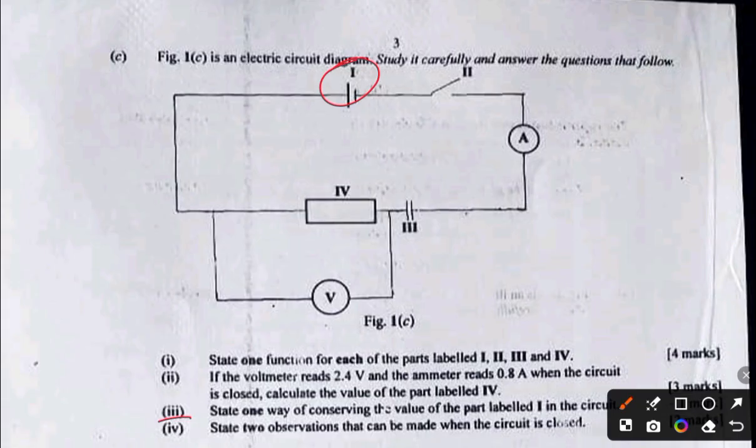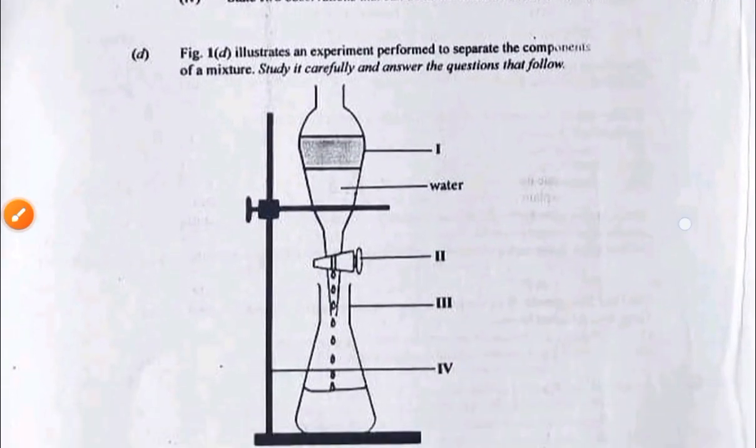Then the last question says, state 2 observations that will be made when the circuit is closed. So when the circuit is closed, that is the II, what's going to happen? The ammeter reading will measure the total current, and also the voltmeter will measure the voltage across the resistor and the capacitor. So the ammeter will measure the total current in the circuit, and then the voltmeter will measure the voltage across the resistor and the capacitor.